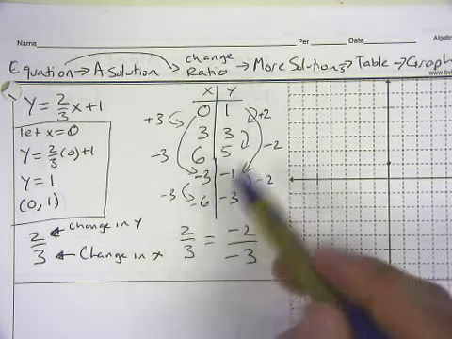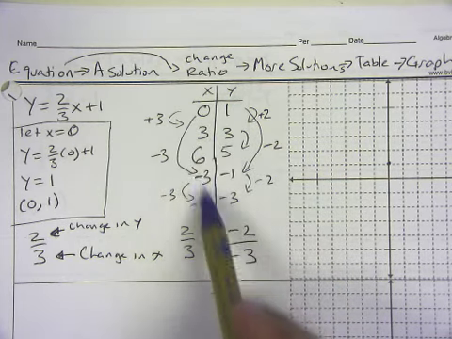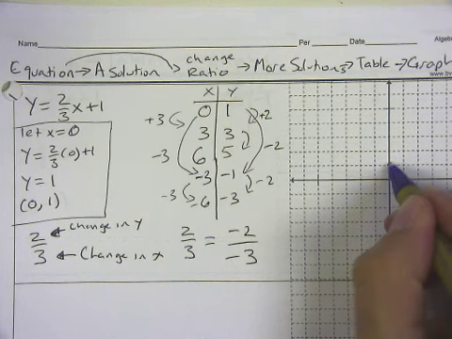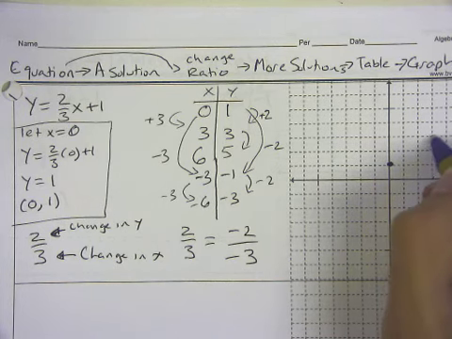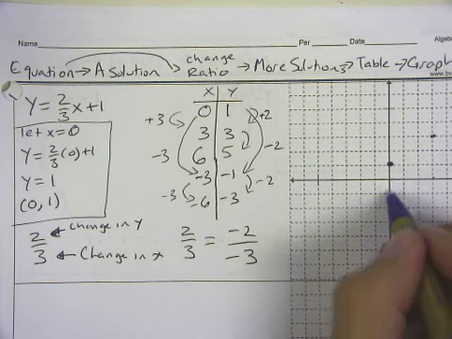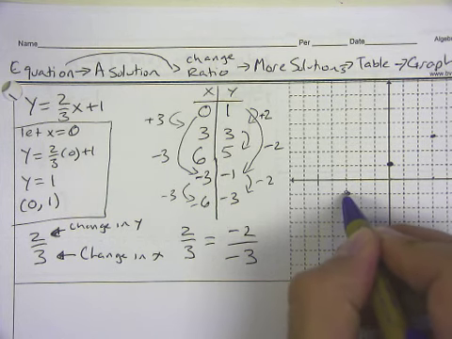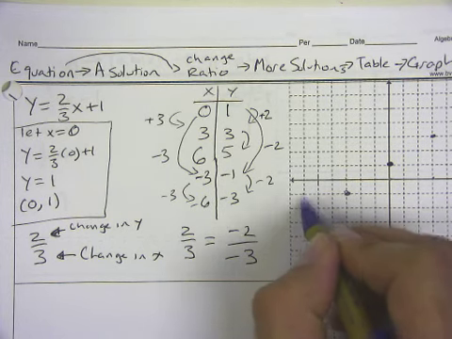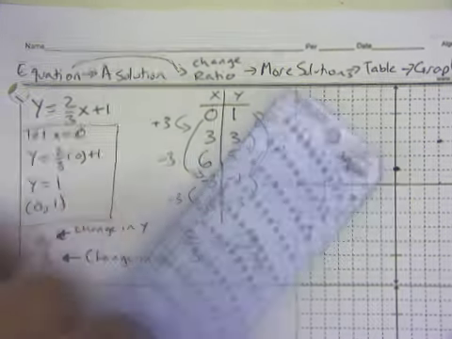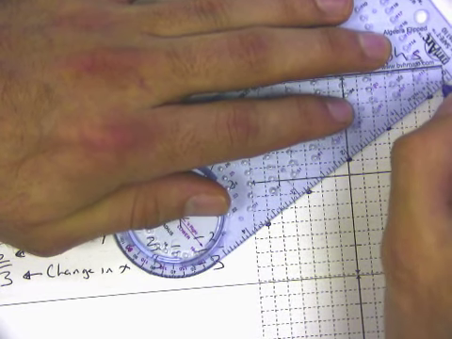Now we have this table. All of these things are solutions. These are the xy pairs you would have gotten if you plugged in these values for x. So let's go ahead and see how that looks on the graph. We have 0, 1. We have 3, 3. We have 6, 5. We have -3, -1. And we have -6, -3. If we've done everything right here, we should get that nice linear pattern.